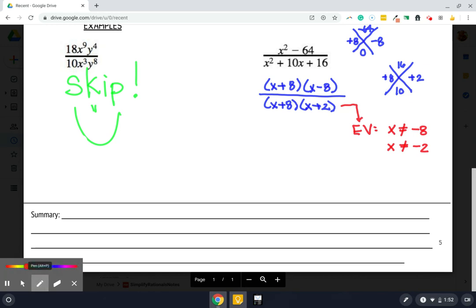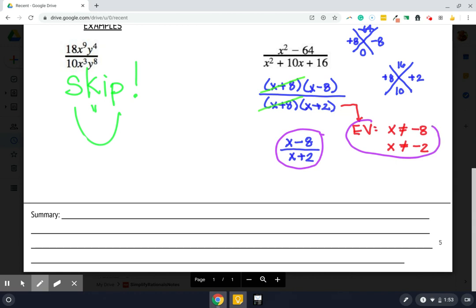And now I get to do the fun part. Now I get to carefully cancel. I see a pocket of parentheses with an x plus 8 and a pocket of parentheses with an x plus 8, and those cancel each other out. And so now my rational expression has simplified like so. There's our final answer. So we would say, here's our answer, and then we would say, here are our excluded values, which are also part of the answer.